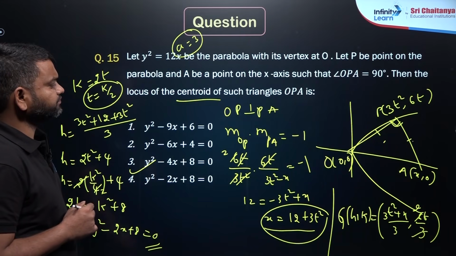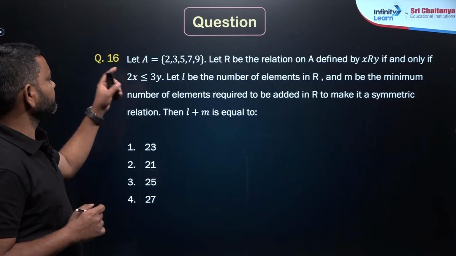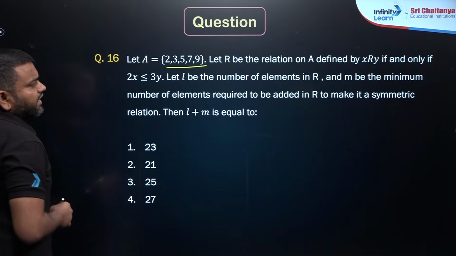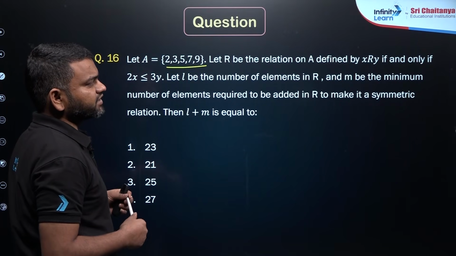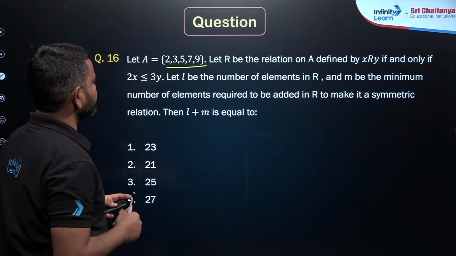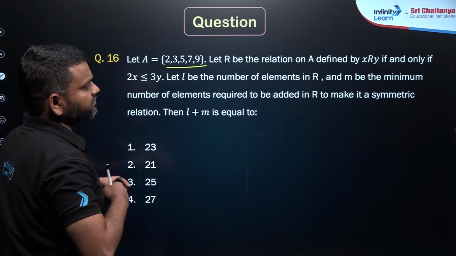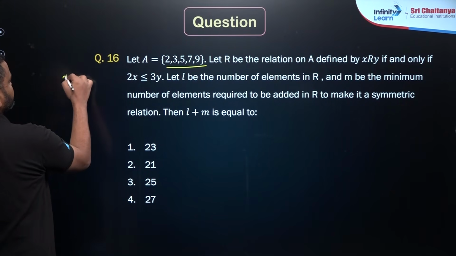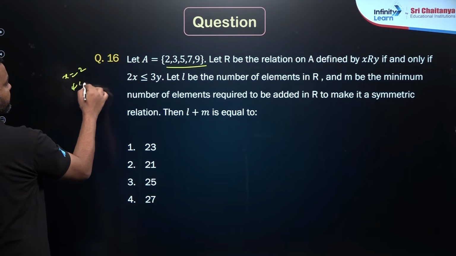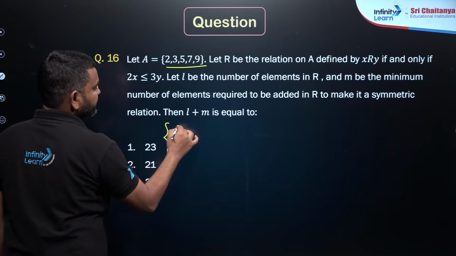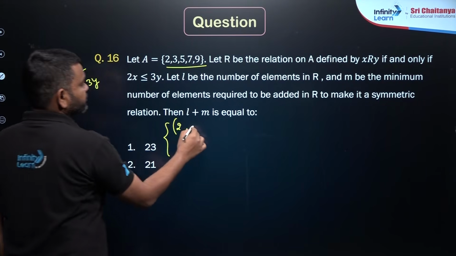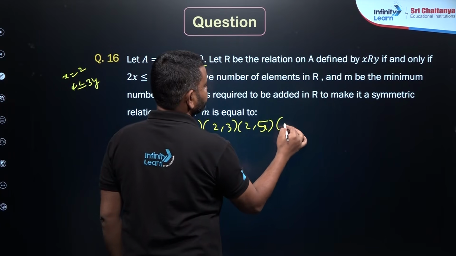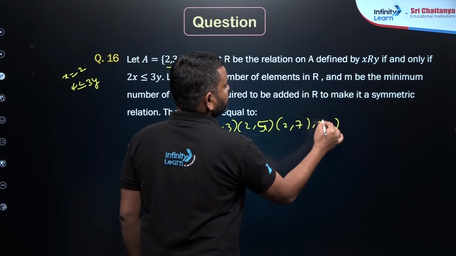Now the next one. Let A be the set 2, 3, 5, 7, 9, and let R be the relation on A defined as x related to y if and only if 2x is less than or equal to 3y. Let L be the number of elements in R and M be the minimum number of elements required to be added. So first of all, if x is equal to 2, then this is 4 less than or equal to 3y. If x value is 2, any value I substitute will work: 2 comma 2, 2 comma 3, sorry 2 comma 5, 2 comma 7 and 2 comma 9. All of them are working.